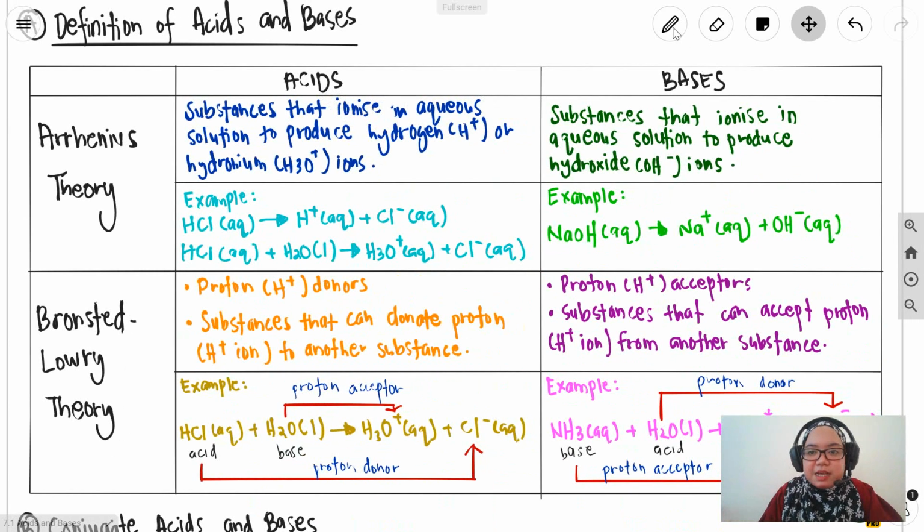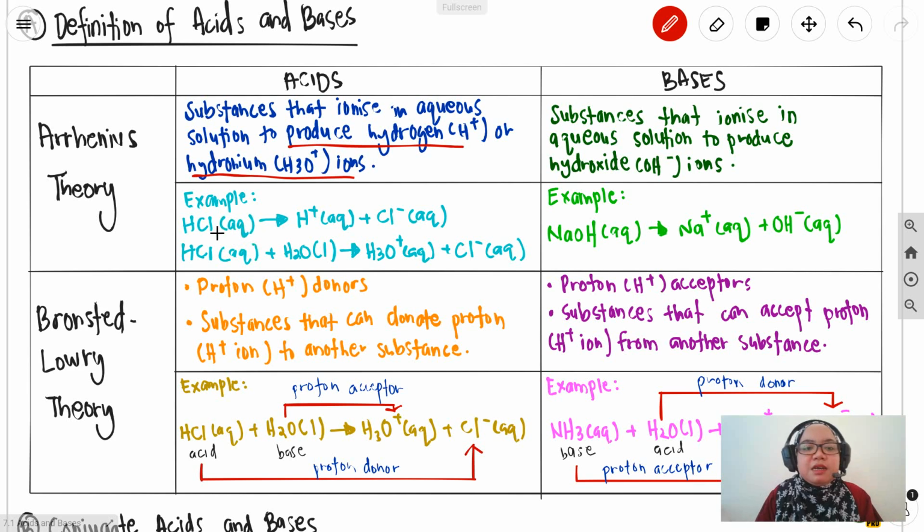So it says here that the definition of acid based on the Arrhenius theory is the acid is the substance that ionized in aqueous solution to produce hydrogen or hydronium ions. Okay, for example, it has hydrochloric acid here forming hydrogen ion and chlorine ion, or hydrochloric acid react with water to form hydronium ion and chlorine ion. So this is the definition of acids based on Arrhenius theory.